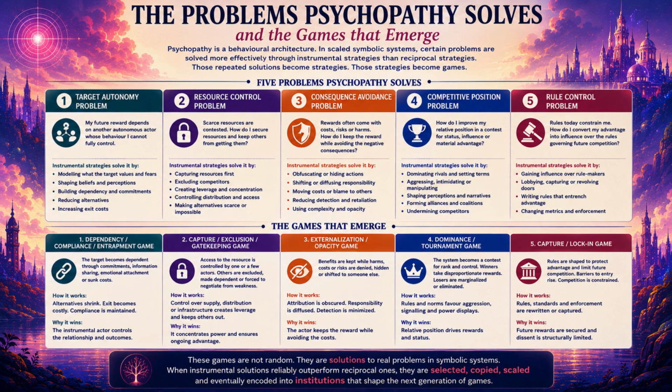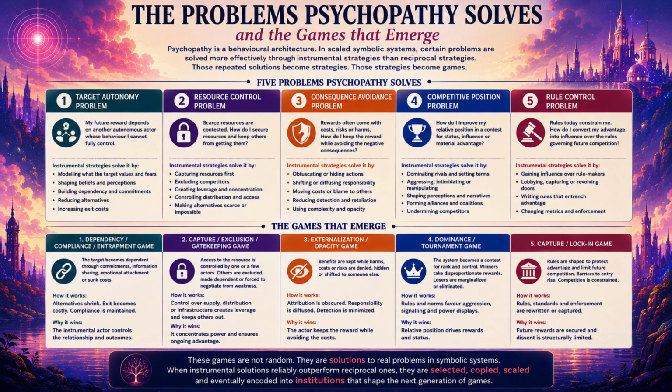Initially, the problem is simply that a scarce resource is contested. An instrumental solution is to capture the resource, exclude rivals, control distribution, and create leverage over those who still need access. Once access to the resource determines what everybody else can do, the interaction has changed from ordinary competition into a capture or gatekeeping game. The strategic issue is no longer who owns the resource, it is who controls the pathway through which others must reach or access the resource.